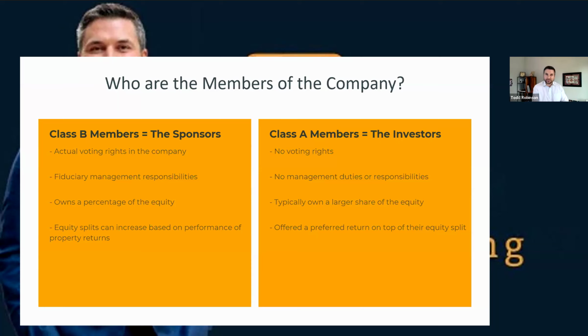Class A members, these are the investors, right? Remember, we talked about the symbiotic relationship between the sponsor and the investors. No voting rights, no management duties and responsibilities. They own typically a larger share, and they offer a preferential return on top of their equity. Remember, I talked about that $8,000 preferred return on a $100,000 investment. That's considered a preferred return. Now, it's preferred in terms of payment priority. Really, it's not preferred in terms of collateral or security that they have. It's just in terms of payment and performance.